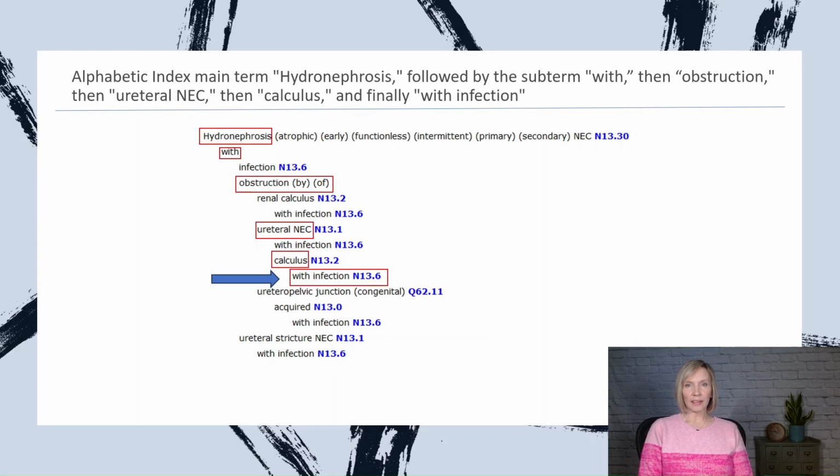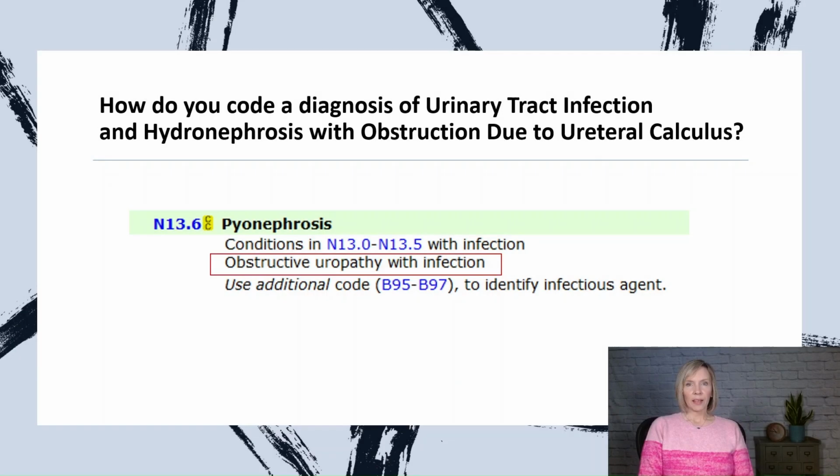The Coding Clinic explains that this code can be found in the alphabetic index by first referencing the main term hydronephrosis, followed by the subterm with, then obstruction, then ureteral NEC, then calculus, and finally with infection, leading to the code N13.6, pyonephrosis. Additionally, the Coding Clinic states that no additional code is necessary for the urinary tract infection because obstructive uropathy with infection is an inclusion term under code N13.6.